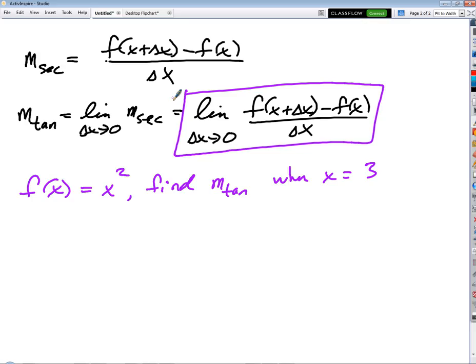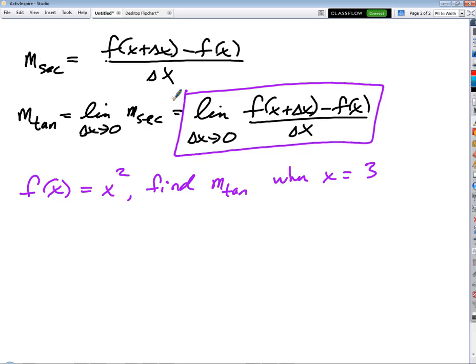A squared. What's f of 2? 2 squared. What's f of the quantity a plus b? A plus b quantity squared. What's f of x plus delta x? X plus delta x quantity squared, right? So it's no big deal, right? This is just a pattern that we're following.